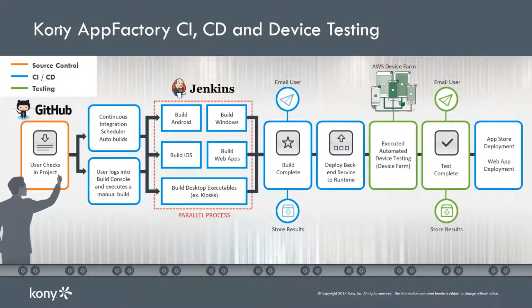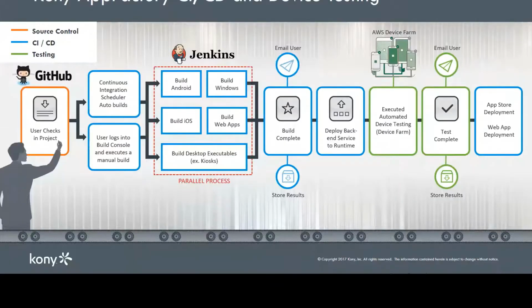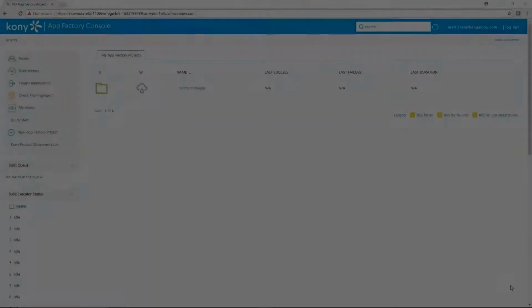Once a build is complete, the App Factory sends the device binaries and TestNG-based Appium test scripts to the AWS Device Farm for testing. The end result is a complete end-to-end solution for developing, deploying, and testing your apps. Let's look at the App Factory console and get our first app configured.